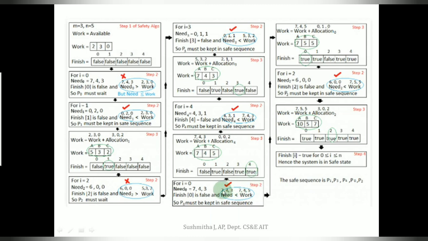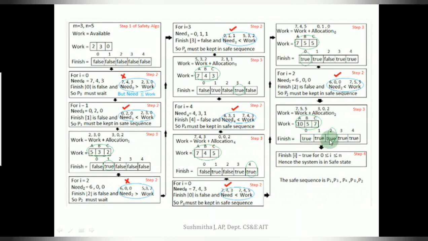Now we have to go back to the first process, that is P0. Now can I satisfy P0? Yes, the need of P0 is 743, whereas my available or work now is 745. I can be satisfying P0. So the last process that I am left out with is process P2. Now the need of process P2 is 600, which is less than the work, that is 755. So I can be satisfying P2 as well.